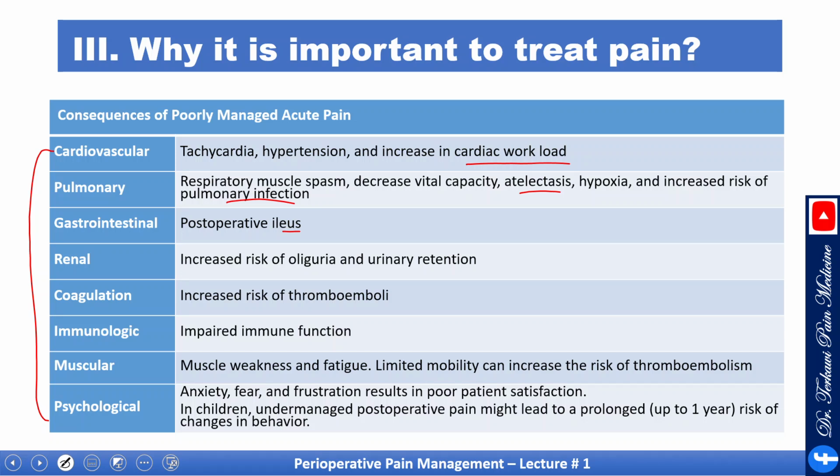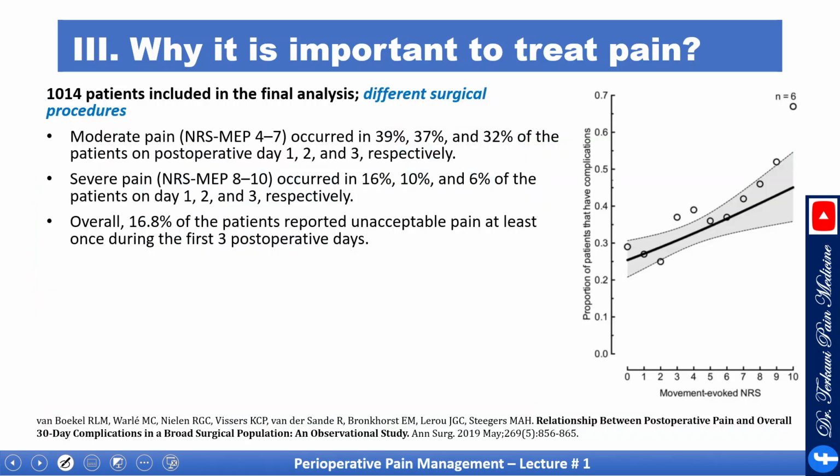Renal: increased risk of oliguria and urinary retention. Coagulation: increased risk of thromboembolism, DVT. Immunologic: impaired immune function, and even some references think it increases the risk of infection. Muscular: muscle weakness and fatigue, limited mobility. Psychological: anxiety, fear, frustration, and in children, undermanaged postoperative pain might lead to a prolonged, up to 1 year, risk of changes in behavior.